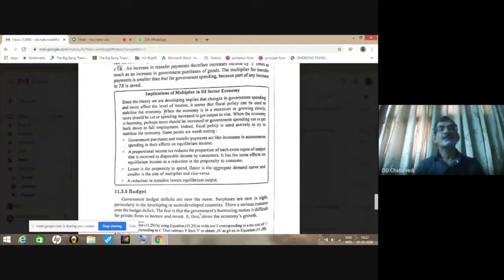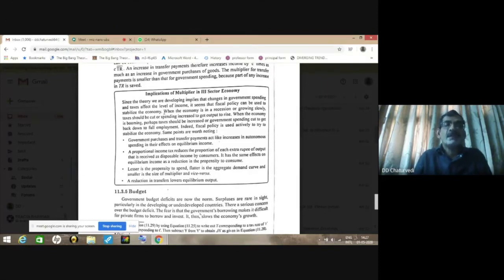Second point, proportional income tax reduces the proportion of each extra rupee of output that the consumer receives in the form of disposable income. Its effect is similar to the effect of a reduction in the propensity to consume. That means whenever tax is imposed, in a way, the marginal propensity to consume gets reduced because it leads to a reduction in the disposable income of the people.